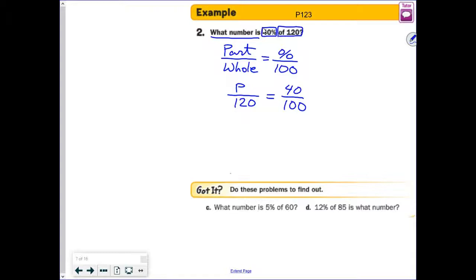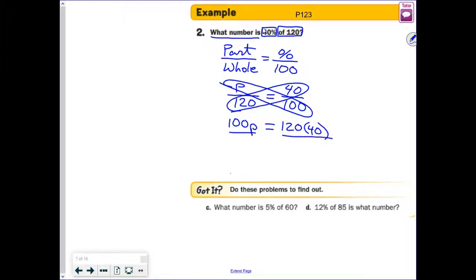How do I solve proportions? I cross multiply. So I get 100p is equal to 120 times 40. And then to get p by itself, I'm going to divide by 100 on both sides. Seeing that I have some zeros stacked up, I'm going to mark the 0 off of 40 and one of the zeros off 100. I'm going to mark the 0 off 120 and the remaining 0 off of 100. So what I end up with is just 12 times 4. So p is going to equal 48.